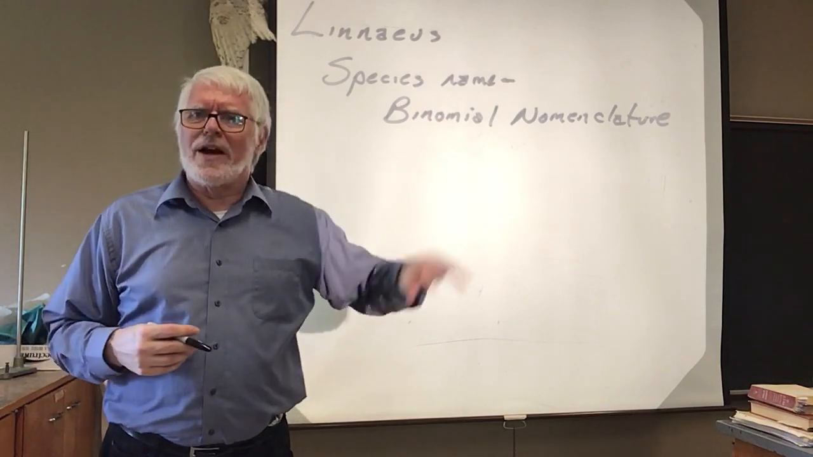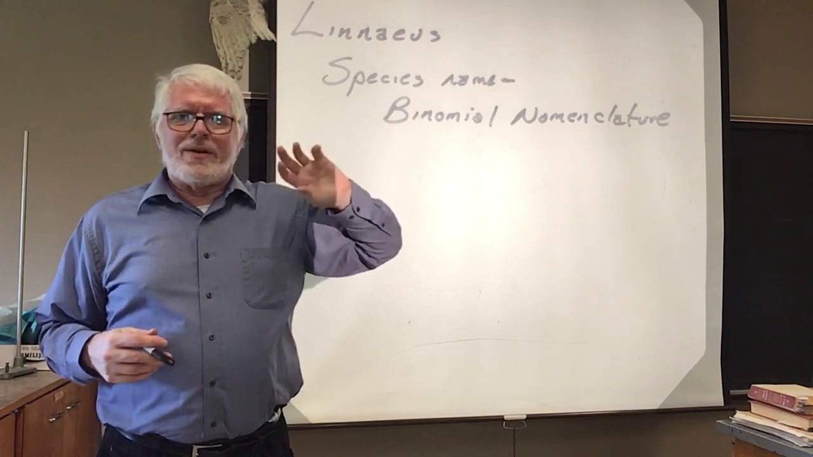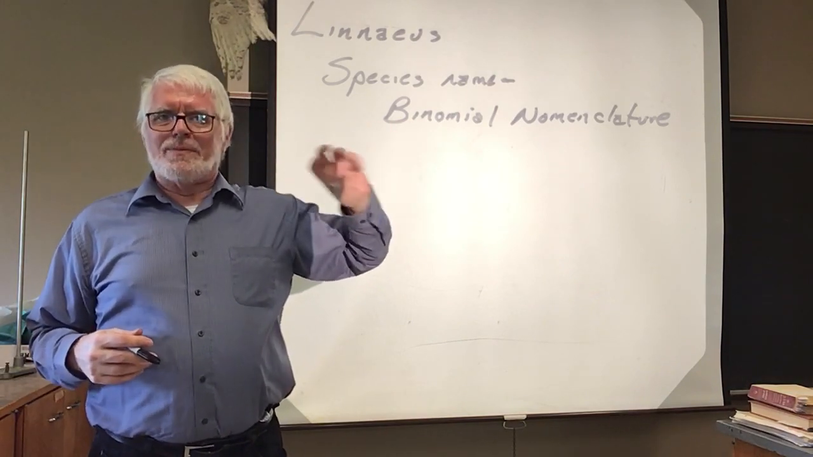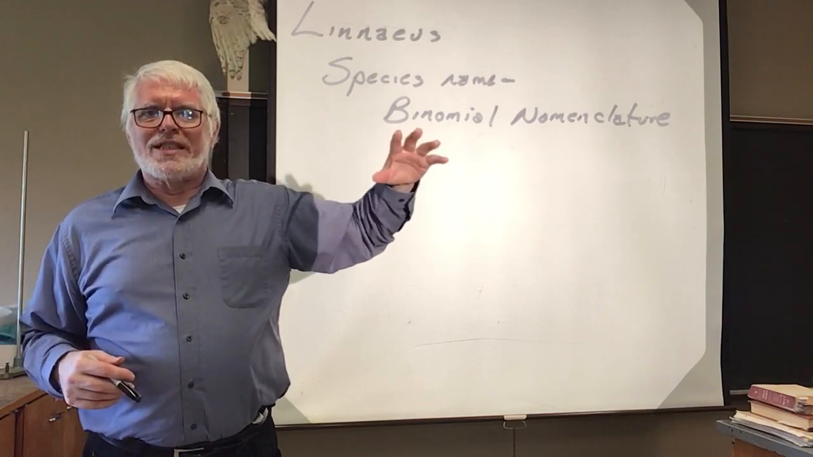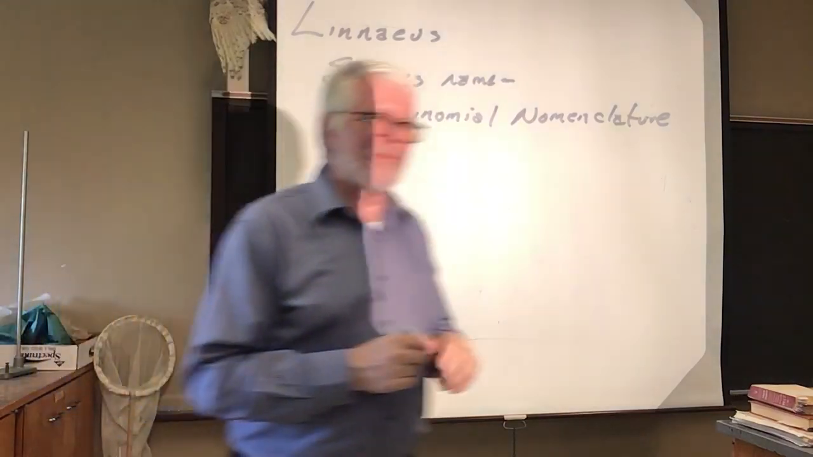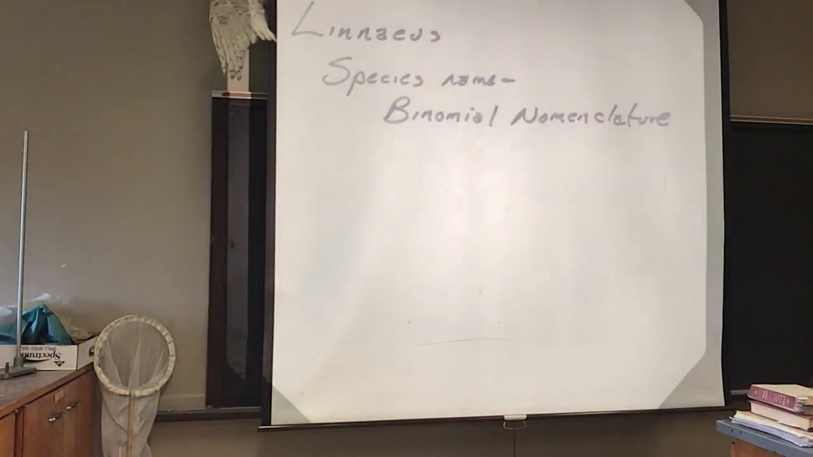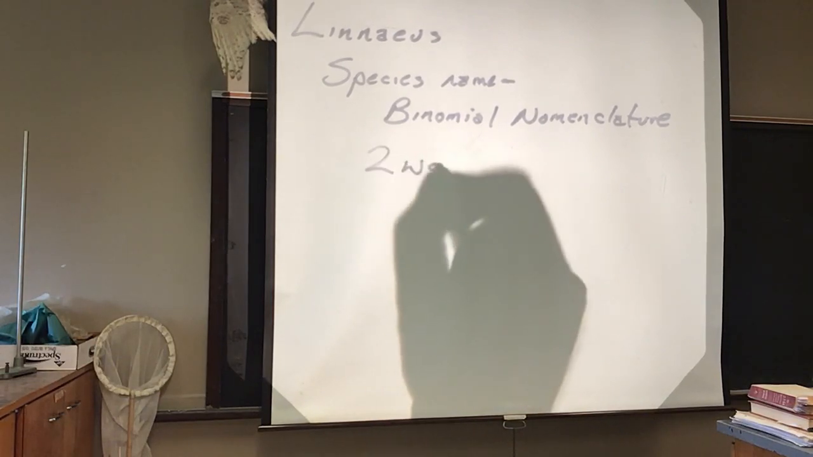And Linnaeus wanted to come up with a similar system where a species would have a name, and no other species would use that name. And he came up with a system of two-name naming. That's what binomial nomenclature is a fancy term for. And species names wind up being two words.